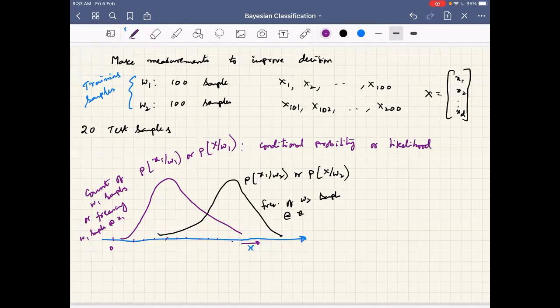The capital X above, x1, x2 till x100, are individual feature vectors, and the probability we are measuring is for the individual feature, the small x1 till small x2. Correct. Small x1 are the individual features for a single sample. And x1 to x100 are several samples.